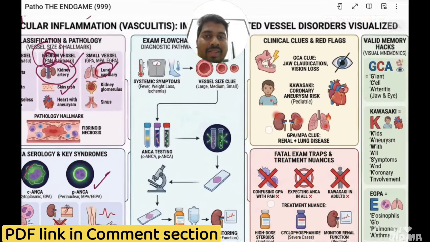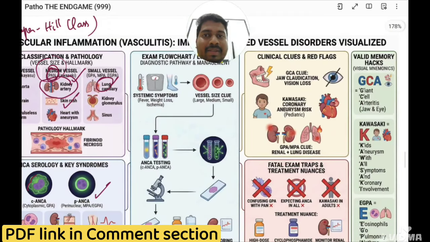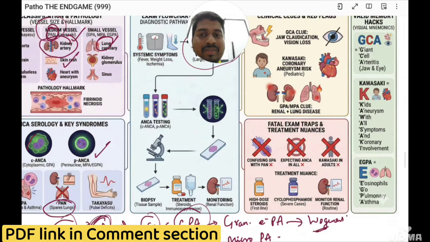Takayasu pulse deficit I have already told. So whenever there are symptoms of vasculitis, there can be fever, weight loss, ischemia, there can be gangrene, okay, there can be Raynaud's phenomenon, okay, all this happens with respect to vasculitis, okay, headache can be there, seizures can be there, many symptoms can be there. Now first you have to categorize whether it is large vessel, medium vessel or small vessel, then we send for ANCA. We'll see whether it is C ANCA or P ANCA type of small vessel vasculitis.